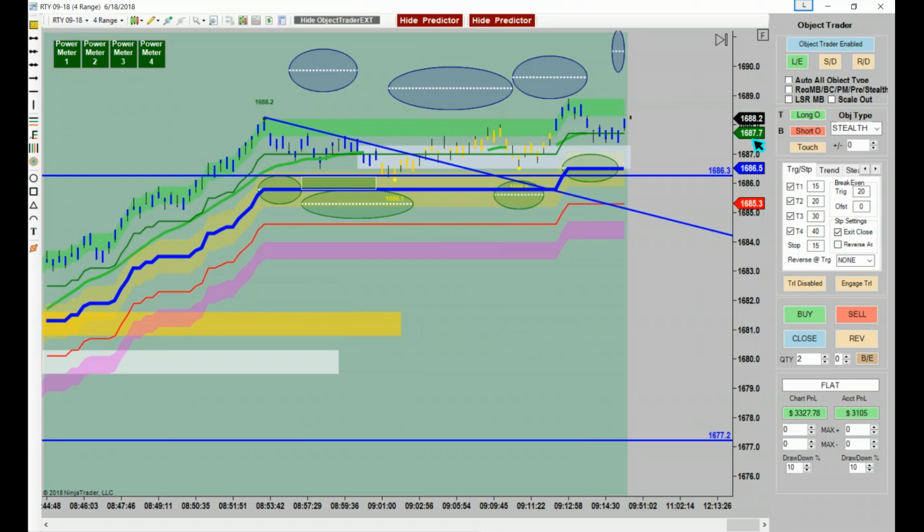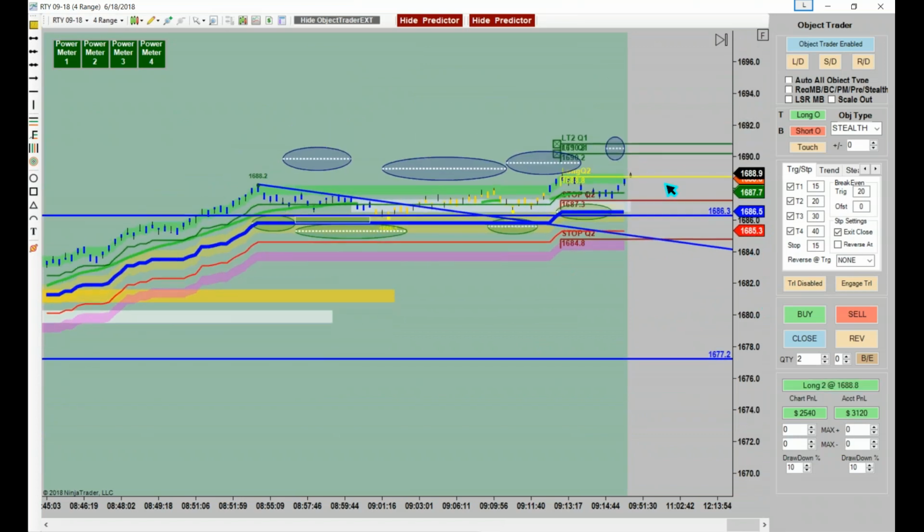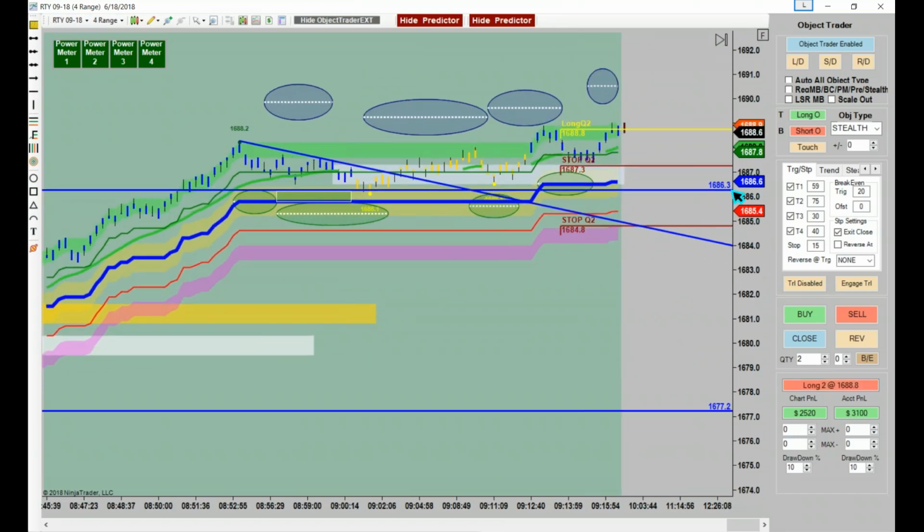Power meter went green again. Stealth's going to be a little bit later. It's more of a breakout trade. There you are. That's a stealth trade. Okay?